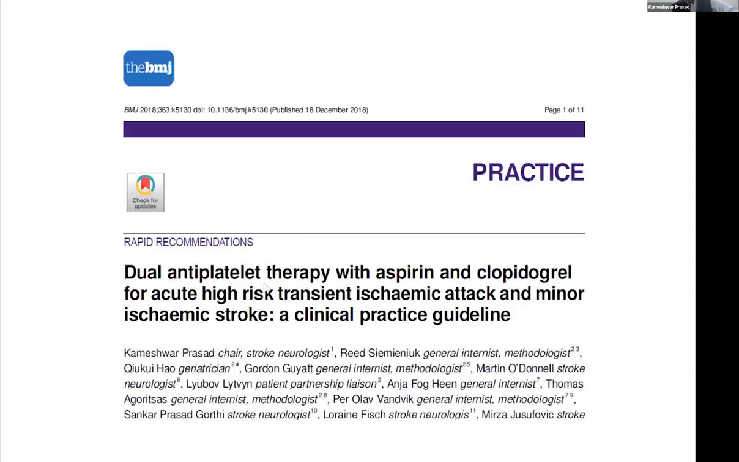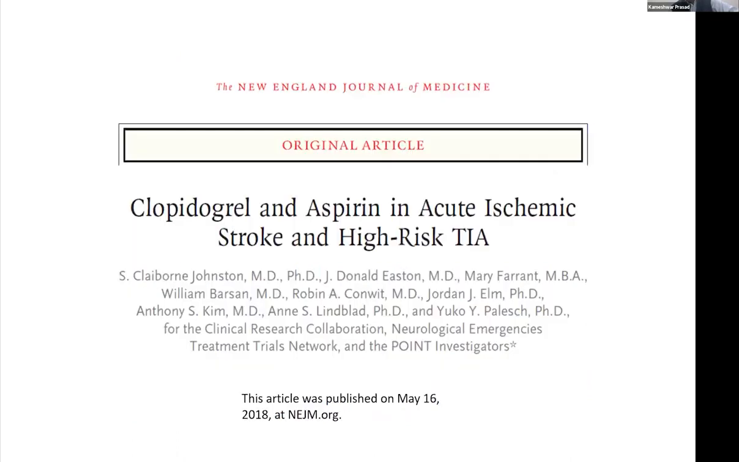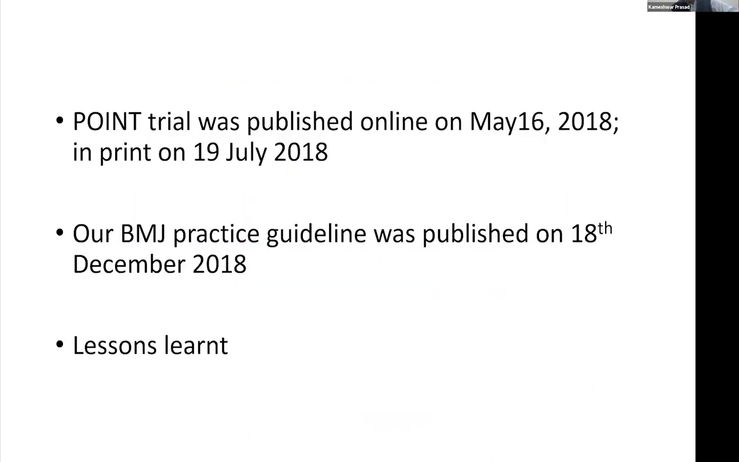So this is a clinical practice guideline developed rapidly, as you can see, and published in the BMJ, which is about dual antiplatelet therapy with aspirin and clopidogrel in high-risk TIA and minor ischemic stroke. The key paper was published on May 16, 2018. Actually in print, it came on 19th July 2018, and our practice guideline was published on 18th December 2018, which is about 5 months, which is, I would say, rapid. And the lessons learned is something which I'm going to share with you.